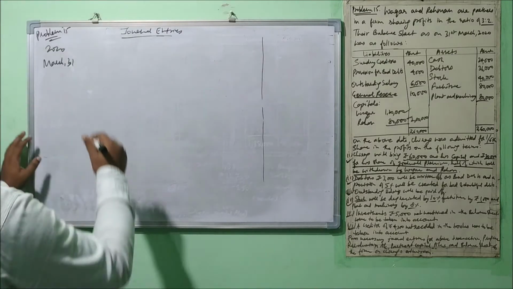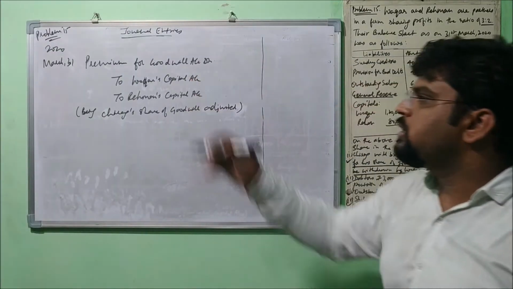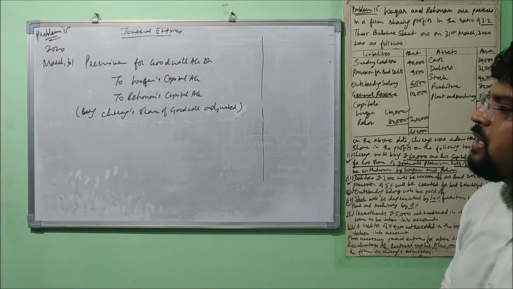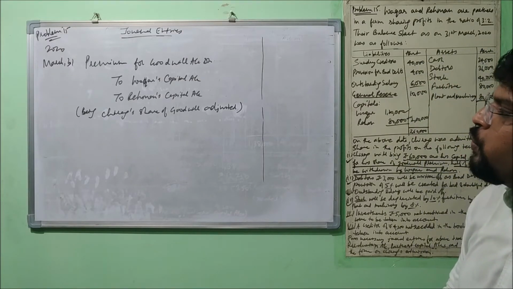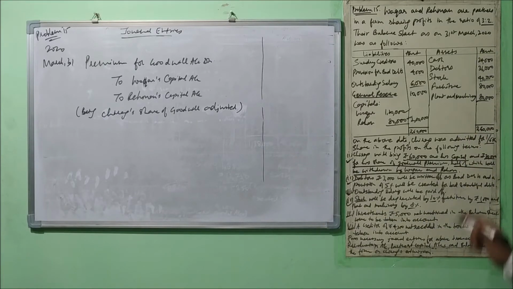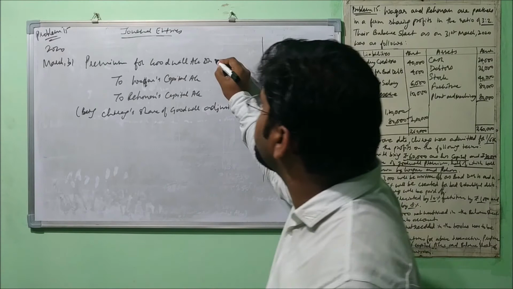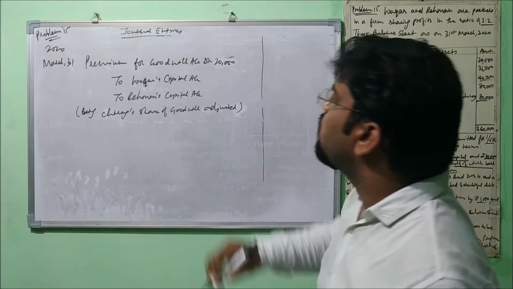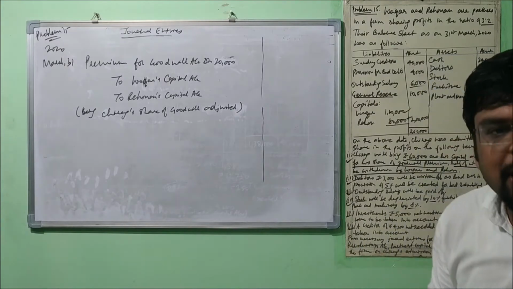Okay, so what entry will be passed here? This entry will be passed: premium for goodwill account debit to Wakar's capital, to Rahman's capital, being Chirag's share of goodwill adjusted. Right. Now, what is the amount of premium? That is 20,000. We'll simply keep it here. Now this amount has to be distributed between them in sacrificing ratio.